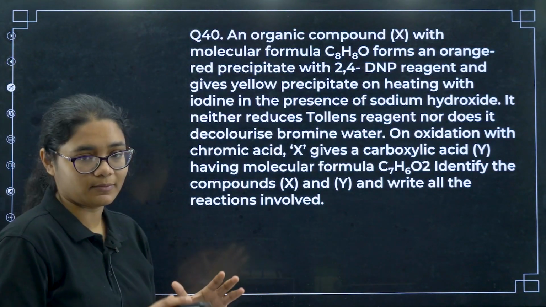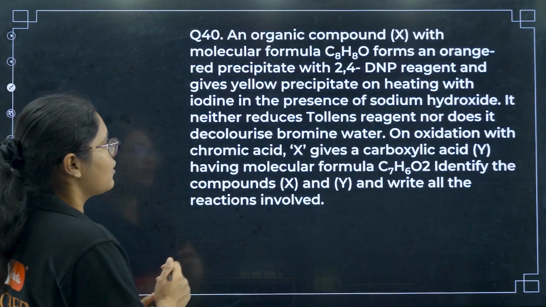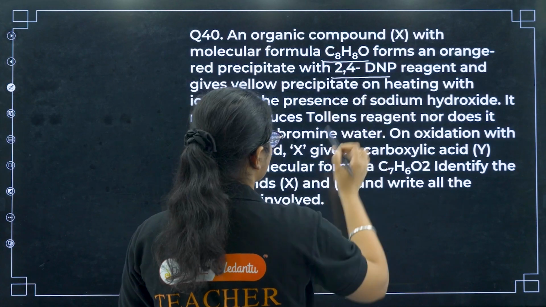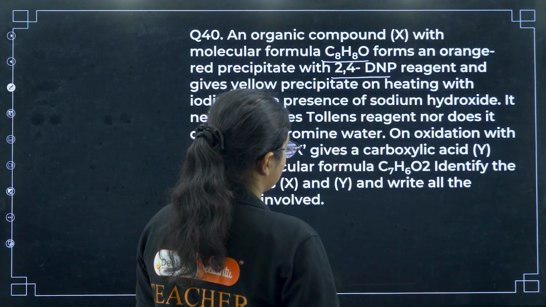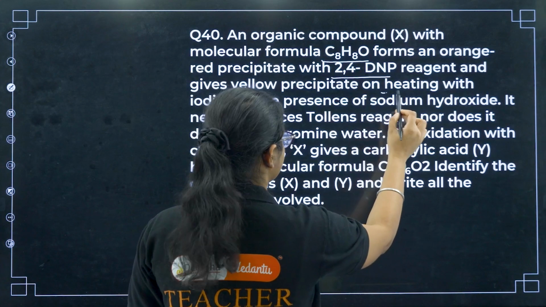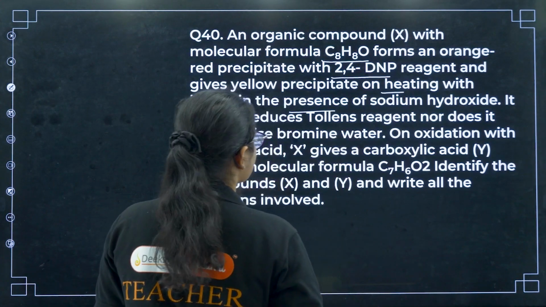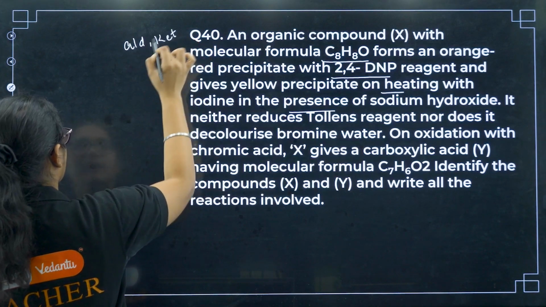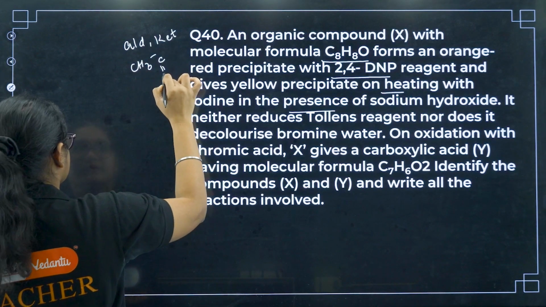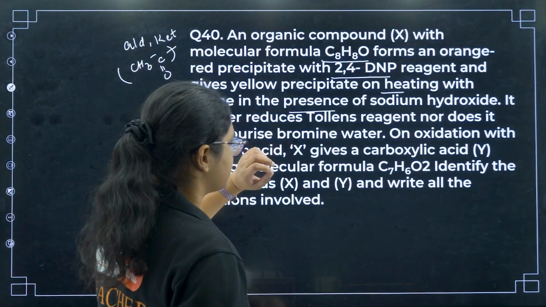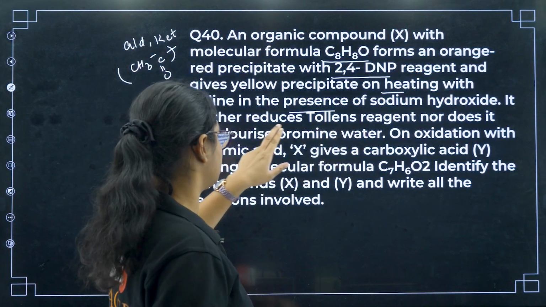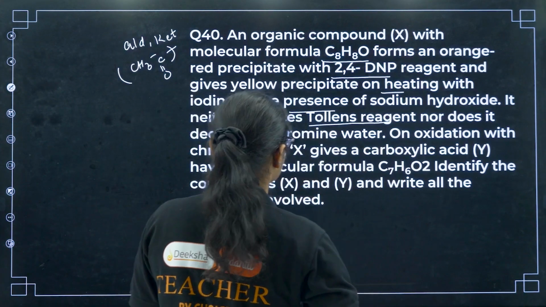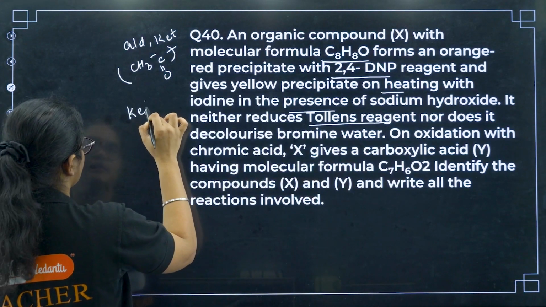So this question is also from aldehydes, ketones and carboxylic acid. We have an organic compound C8H8O which forms an orange red precipitate with 2,4-DNP reagent and gives yellow precipitate on heating with iodine. So first of all, these two reactions tell that it is either an aldehyde or a ketone. Okay, and it has this CH3CO group because it is showing you haloform reaction. It neither reduces Tollens reagent nor does it decolorize bromine water. It doesn't reduce Tollens reagent, that tells us that it has to be a ketone group.